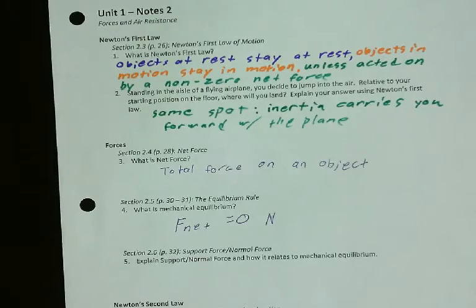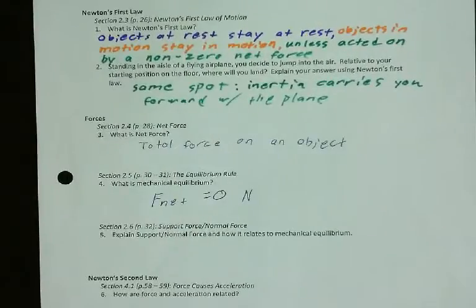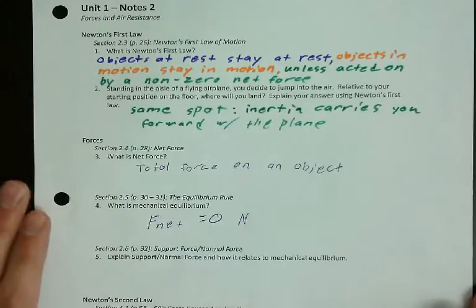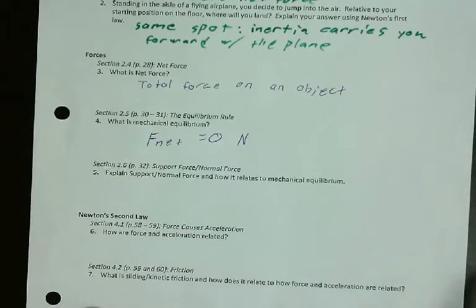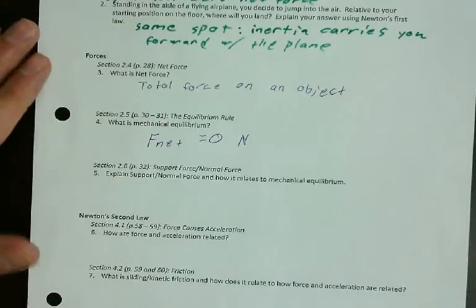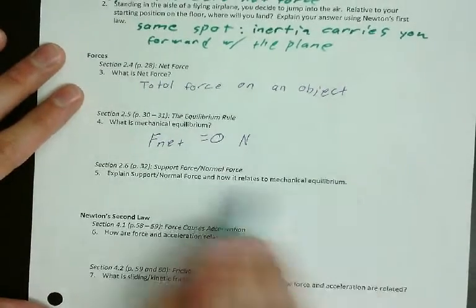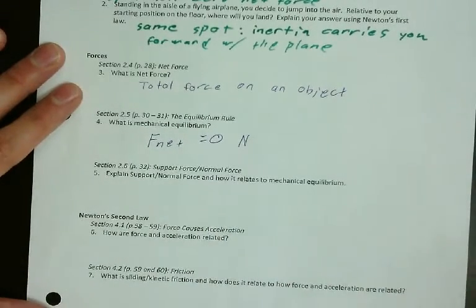Hayden, what about 5? Explain support / normal force and what it has to do with mechanical equilibrium. Support force is the upward force, opposite of Earth's gravity. And normal force is equal to the object and the upward force support. They basically are the same thing. Basically, they're the force that works against gravity trying to pull down. And how it relates to mechanical equilibrium is normal force generally makes things be in equilibrium.